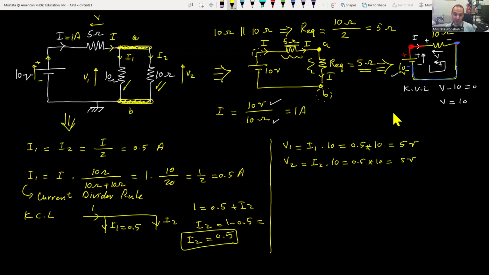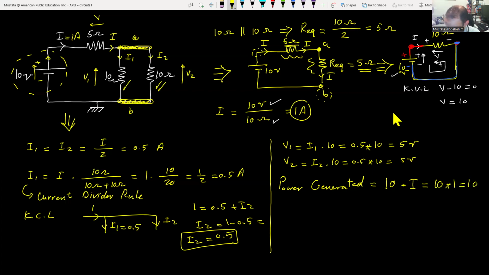Now let's verify our solution. Let's apply the law of energy conservation. So the power generated is equal to, let's look at the source. So it's 10 multiplied by I. I is 1 ampere. So 10 multiplied by 1 is 10. So the power generated equals 10 watts. Power consumed. Oh, we have 3 now.